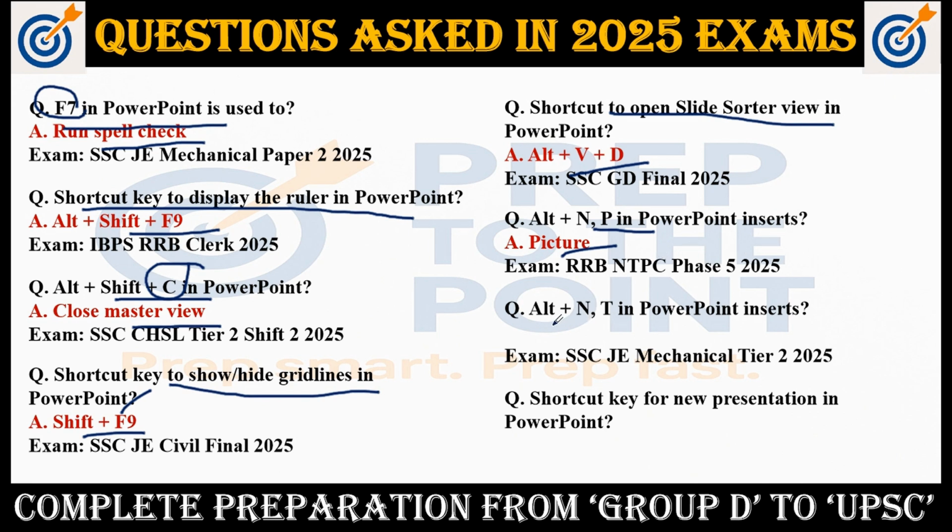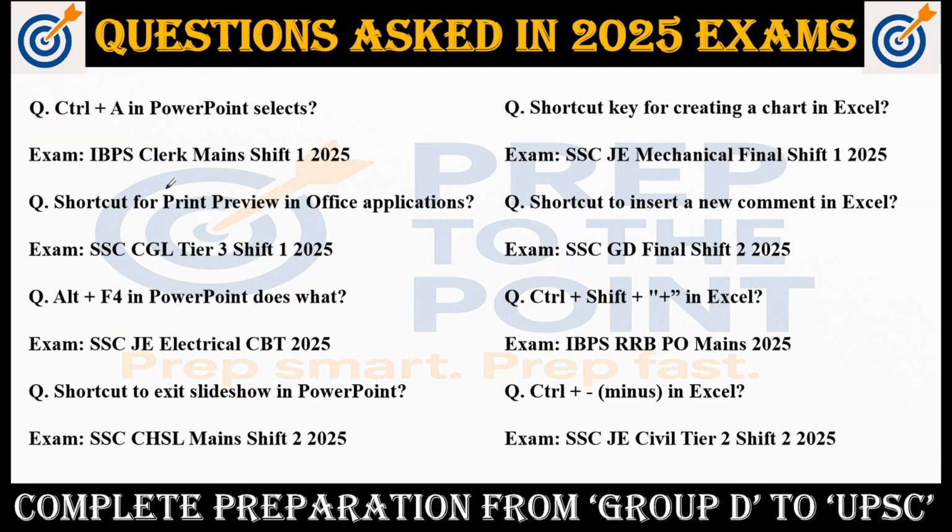Alt plus N T in PowerPoint, text box. P for picture, T for text box. Shortcut key for new presentation in PowerPoint: Control plus N. Control plus N for new presentation. Control plus A in PowerPoint selects all objects on a slide. Control plus A for select all.